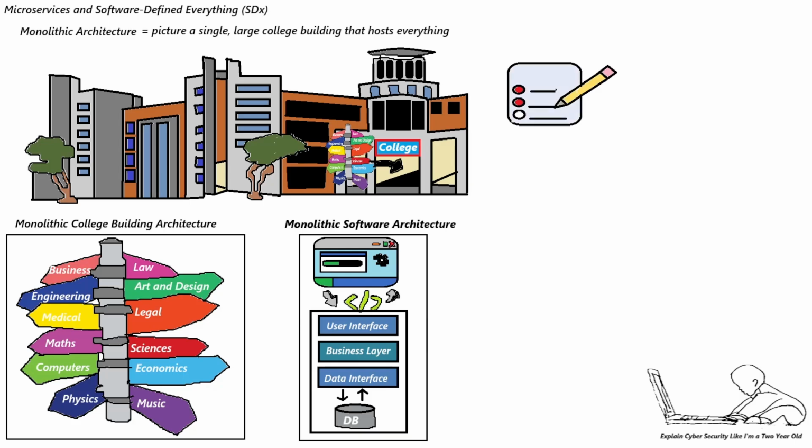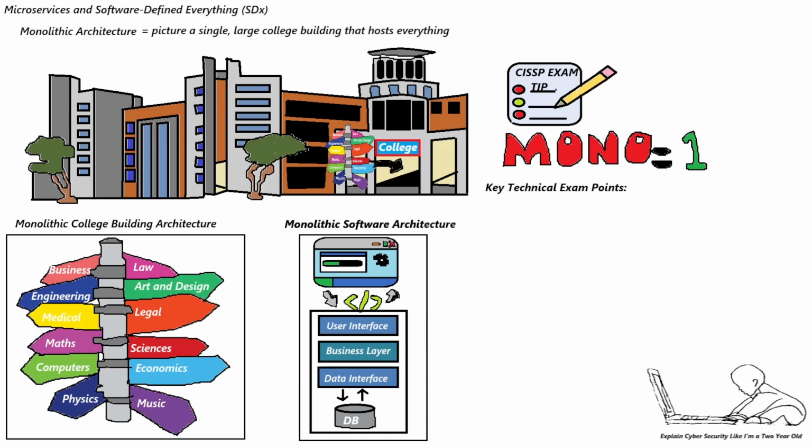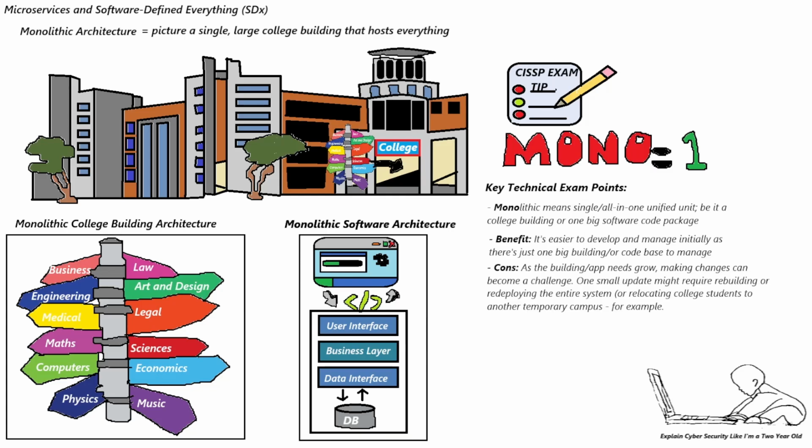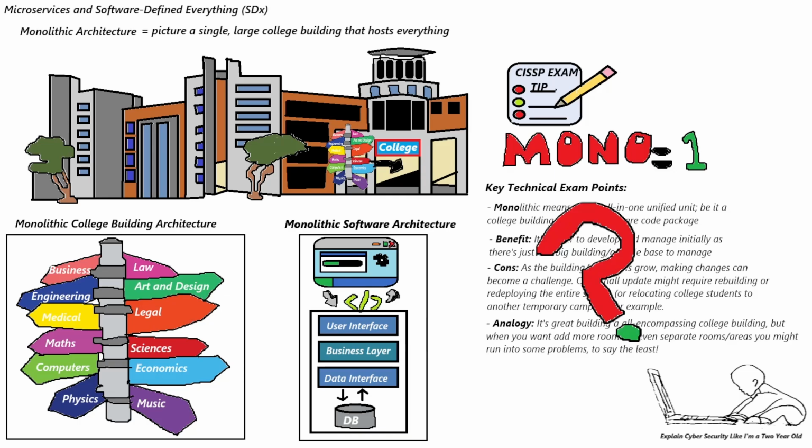Monolithic architecture obviously comes with some pros and some cons, the biggest pro being it's easy to manage and develop in one big source code package. However, the major con is as the app, or the building in the analogy, grows, making changes can become a challenge. One small update might require rebuilding or deploying the entire system, aka relocating students to another campus. And that's not even considering if we wanted to expand or scale the operation, which would require multiple buildings, but the downside would be the single point of failure of the one building in the meantime.